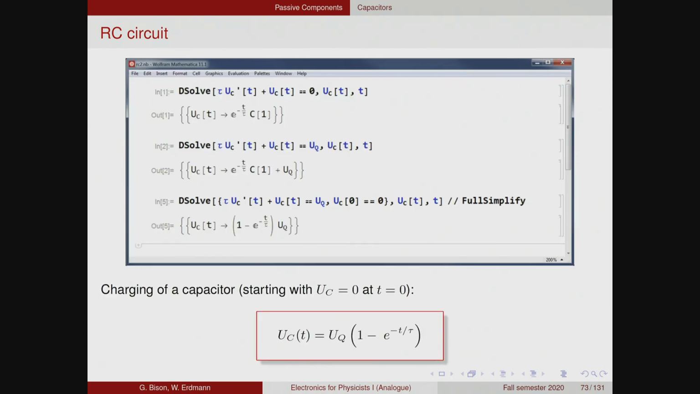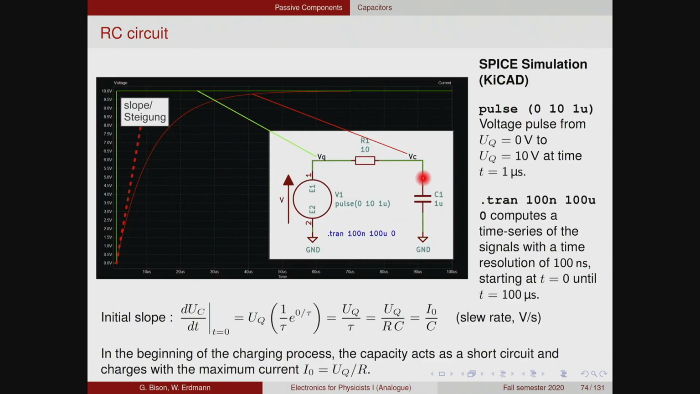So how do we see that this is the maximum current? If you assume that the capacitor is a short circuit, then the current that flows is simply given by the voltage of the source and the resistor. And this is what happens at the beginning. The capacitor is basically a short circuit. And the maximum possible current flows here in the beginning and charges up the capacitor. So the maximum possible current is given by these two parameters.